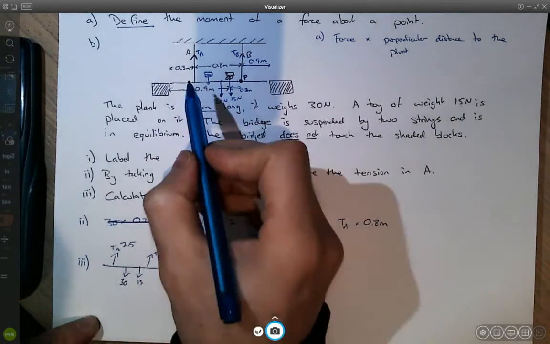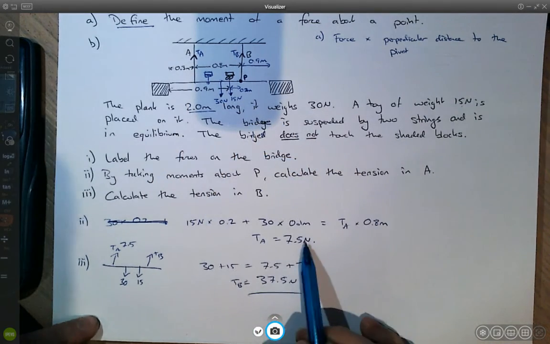Or you could take moments about this point here and exactly the same process, and you would also get the same answer.